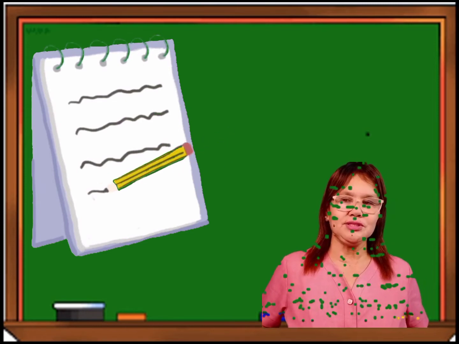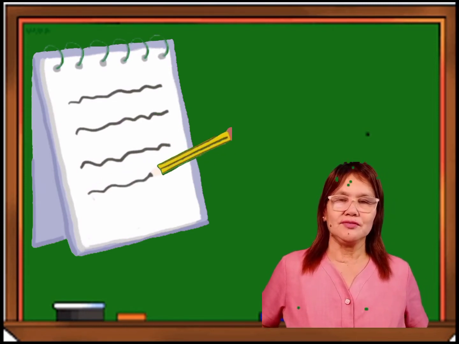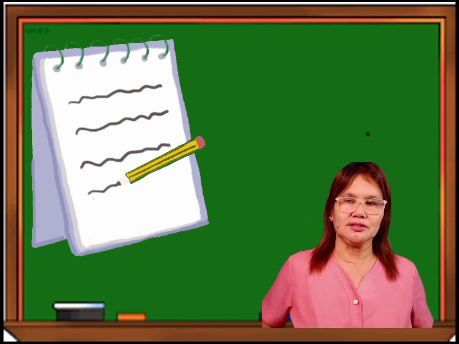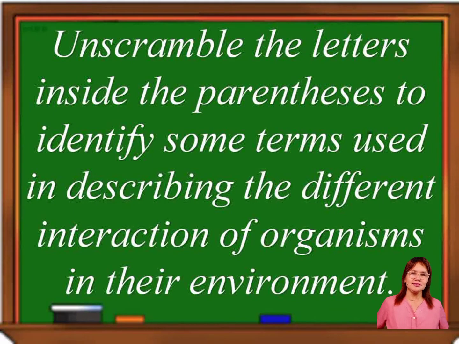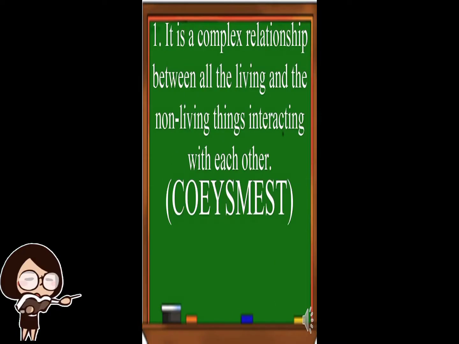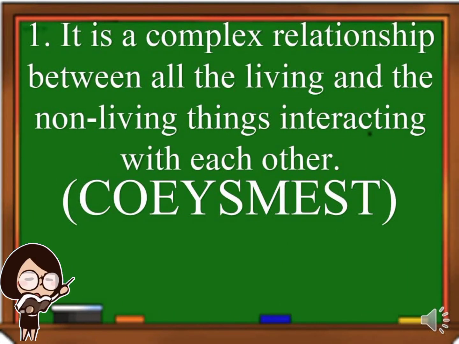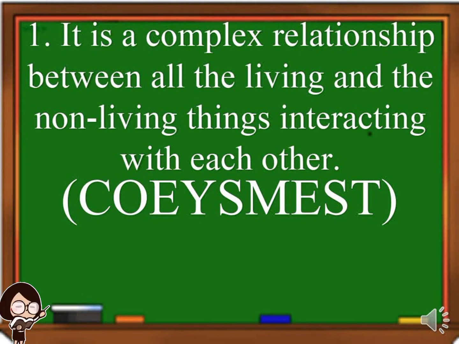Before we start our new lesson, let us have a review on our previous lesson by having a short game. Unscramble the letters inside the parentheses to identify some terms used in describing the different interaction of organisms in their environment. Number 1. It is a complex relationship between all the living and the non-living things interacting with each other.